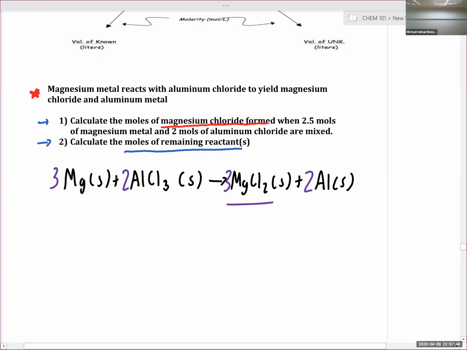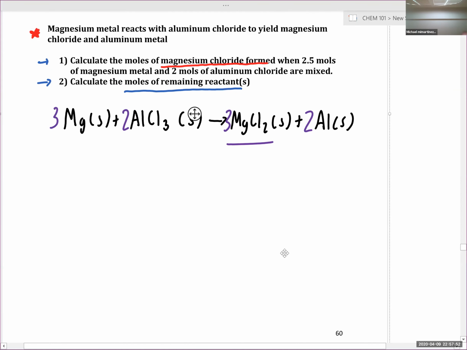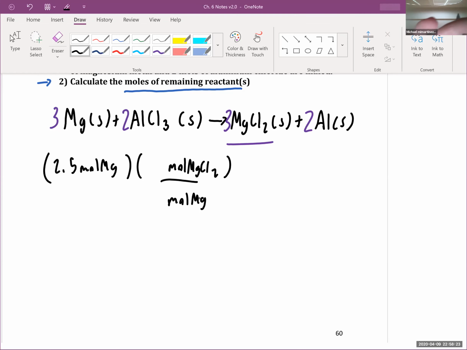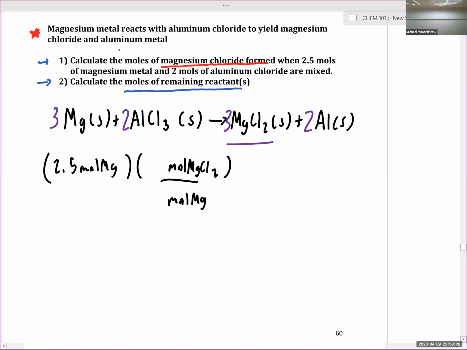Okay, so as it is 3:57, let's discuss this problem. First things first, we know that we have 2.5 moles of magnesium. So let's convert our moles of magnesium to moles of magnesium chloride. How many moles of magnesium chloride do we have per mole of magnesium that reacts? What's our mole to mole ratio of magnesium chloride to magnesium?